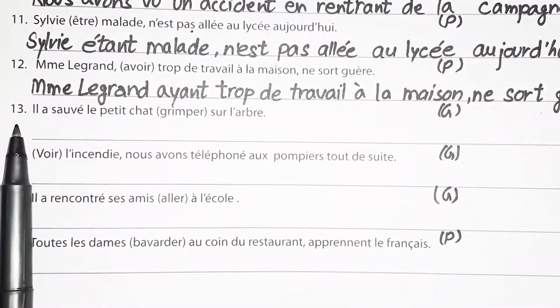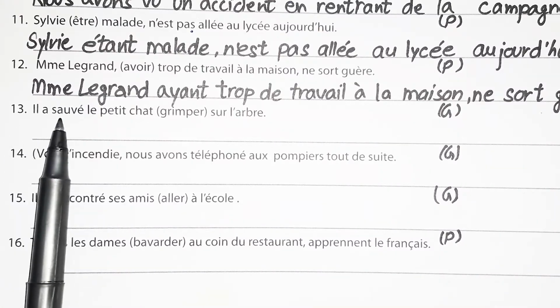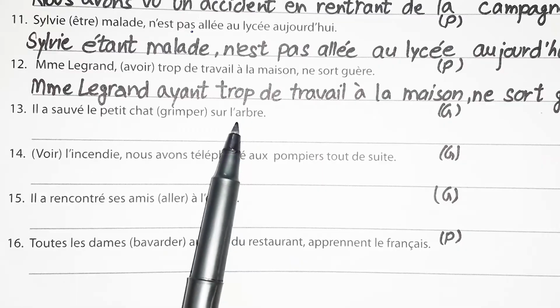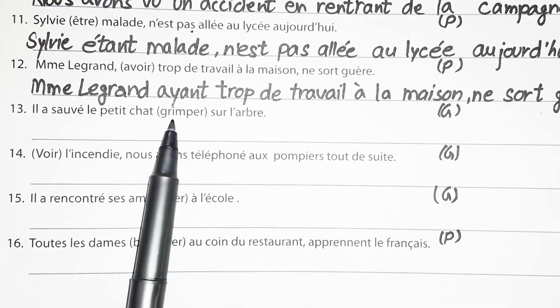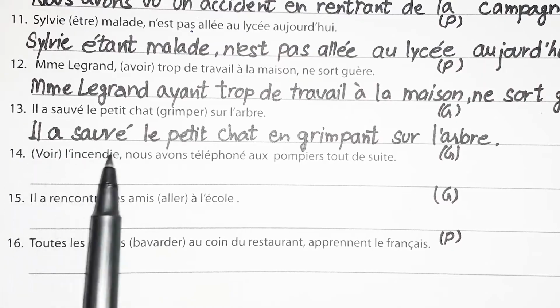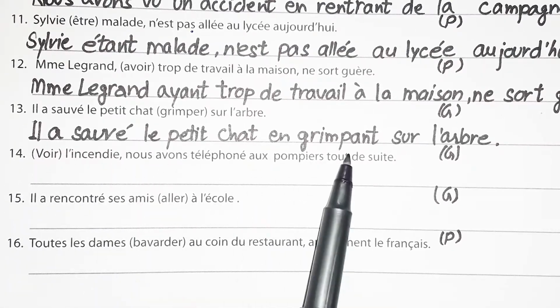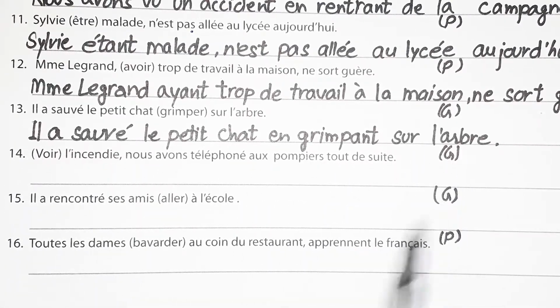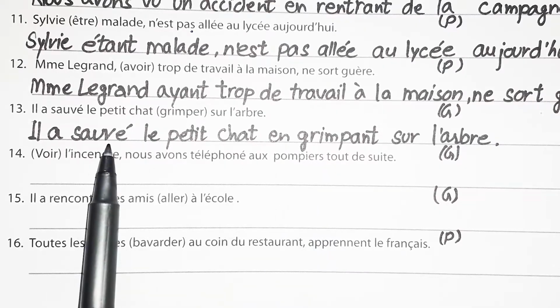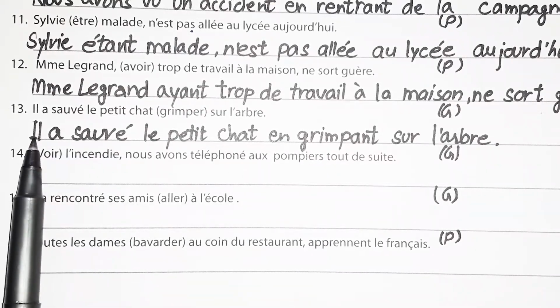Okay. Now the next statement is il a sauvé le petit chat grimpé sur l'arbre. Now we will use gérondif because both the actions are done by the subject il. Il a sauvé le petit chat en grimpant sur l'arbre. That means he saved the little cat climbing on the tree. Now both the actions of climbing and saving the cat are done by the same subject.